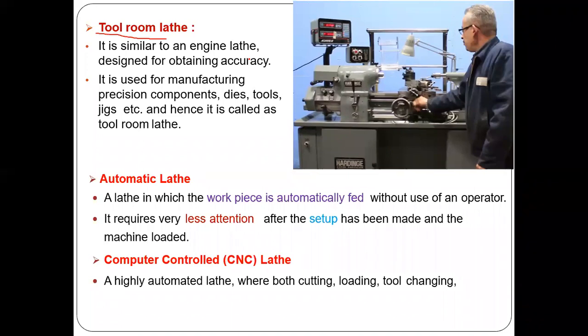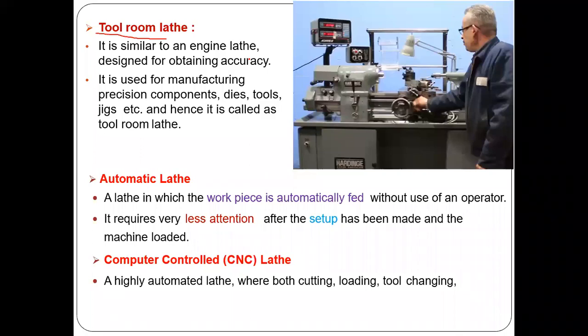So a lathe in which the workpiece is fed automatically, without the involvement of an operator, is called an automatic lathe. It requires very little attention from the operator. Attention is needed only initially, when you are setting the workpiece, just to check that it is fixed properly. Even the fixing is taken care of by the machine. It is a completely automated machine, so attention of operators is required very little.